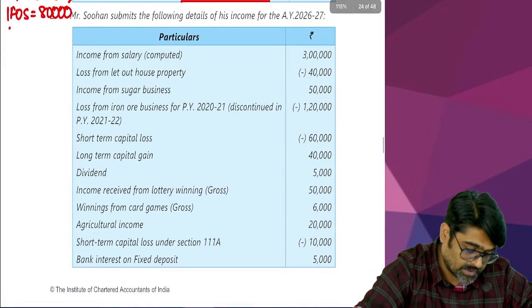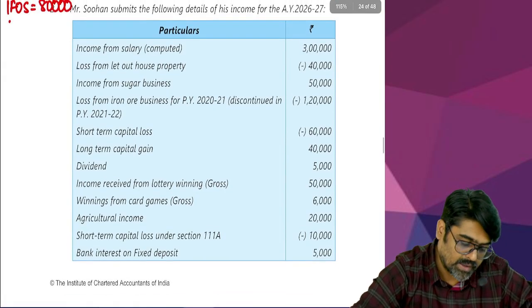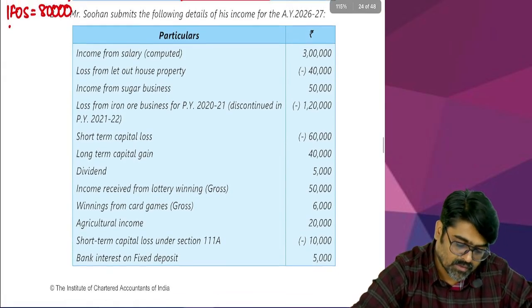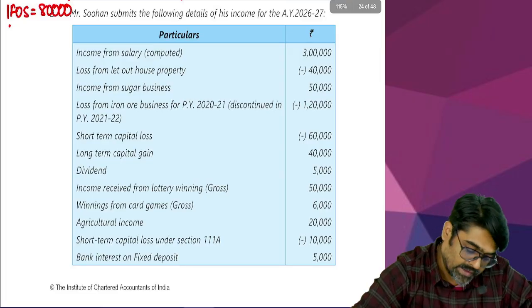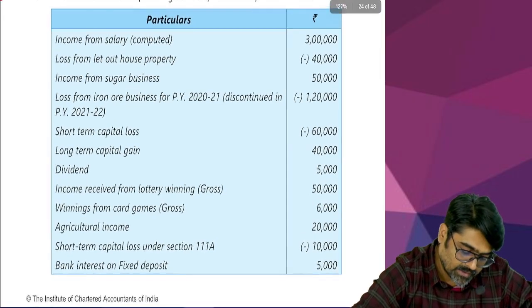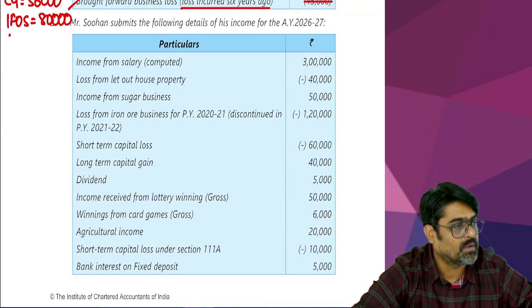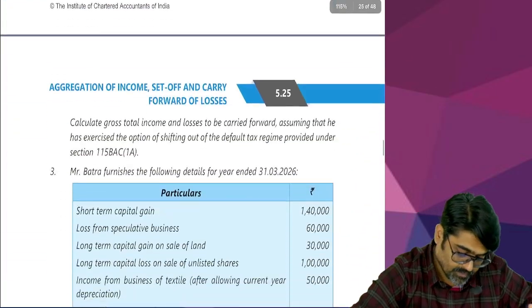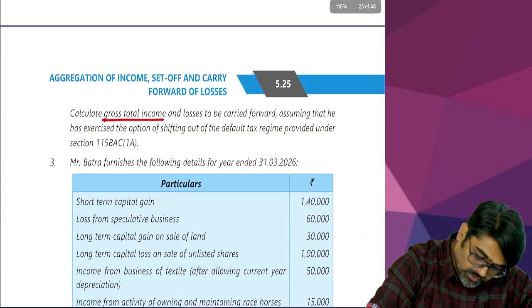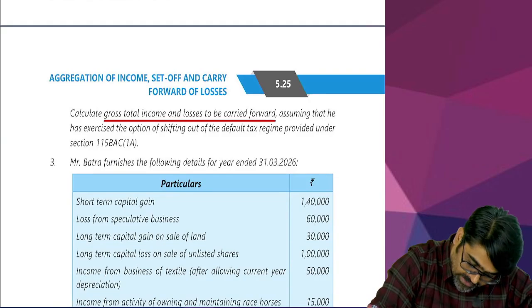Come to question number 2. 2 is also a good question. Mr. Suhan submits the following details of his income for the assessment year 26-27. Income from salary is given. Loss from let out property is given. So loss from let out property can be set off from salary, no? But wait. Calculate the gross total income and losses to be carried forward.